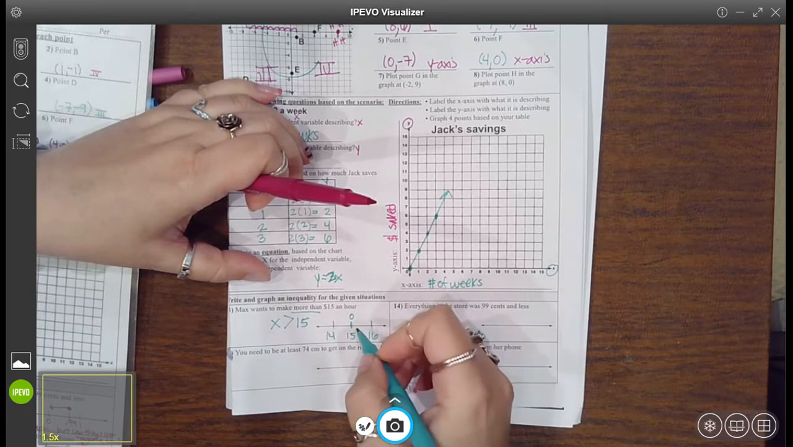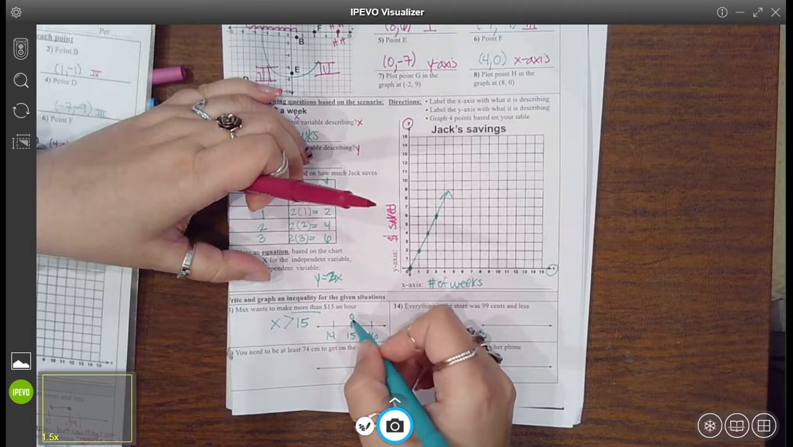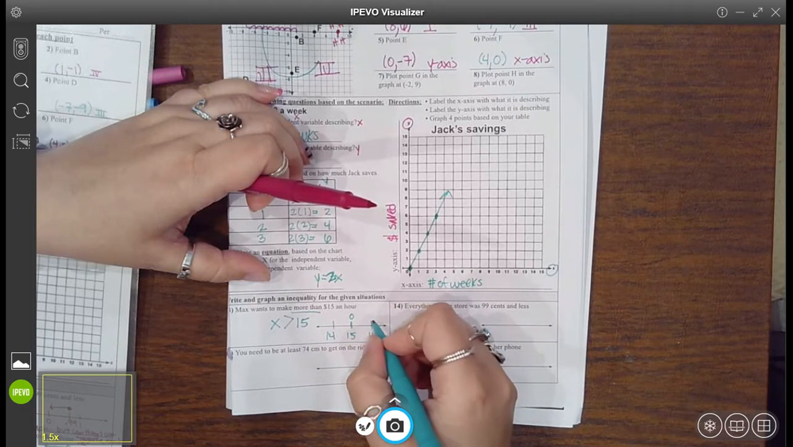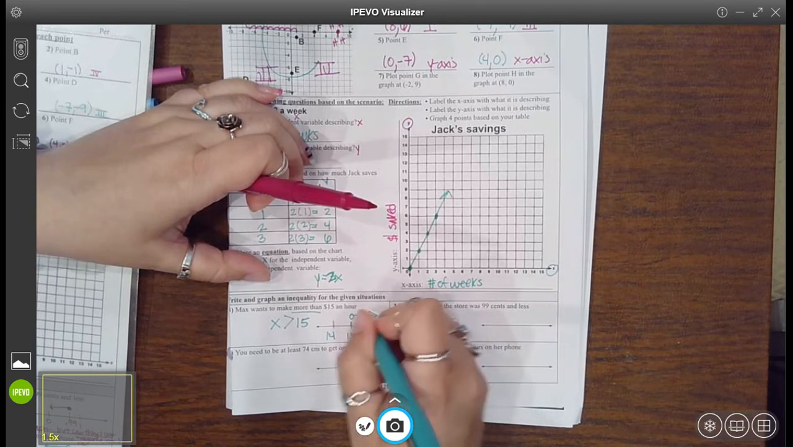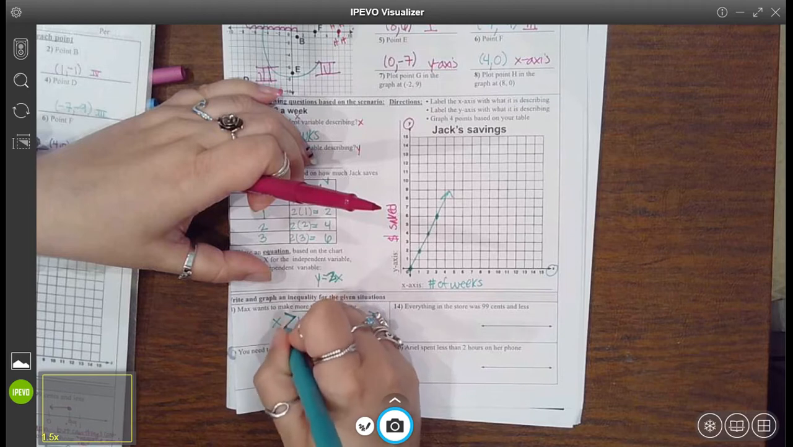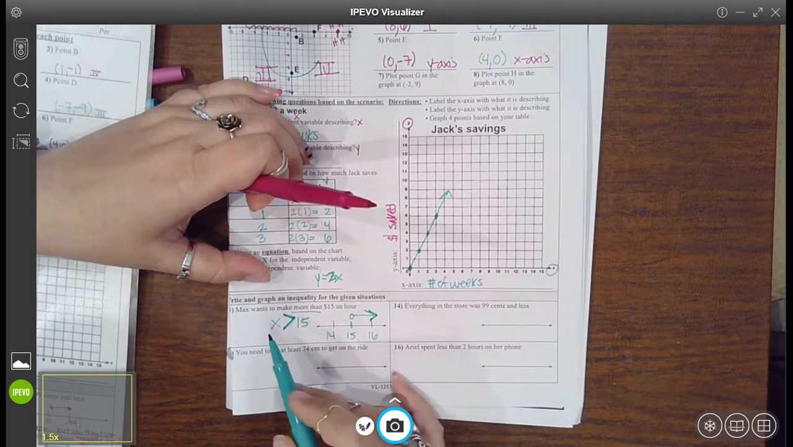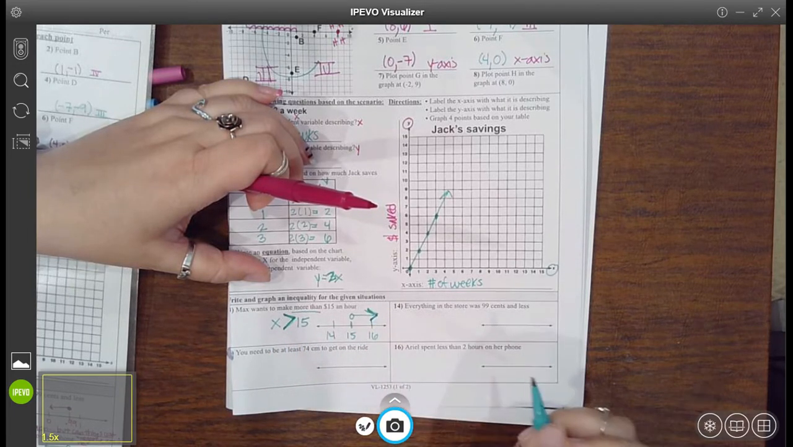Is it an open or closed circle? Well, it's not including the 15. He wants to make more than that. So I'm going to leave it open. And then where are numbers more than that? To the right or to the left? To the right. And notice that this inequality sign right here, the greater than sign, matches my arrowhead. So whenever you put the variable on the left, your inequality will match your arrowhead.